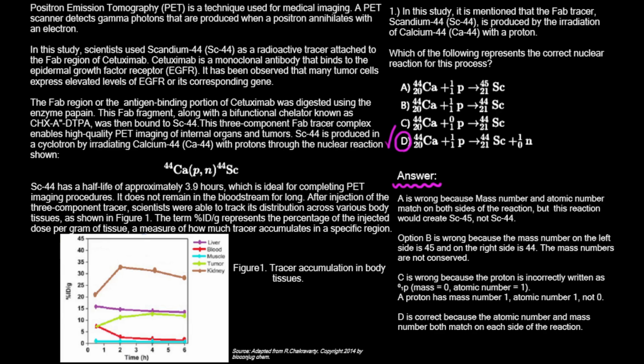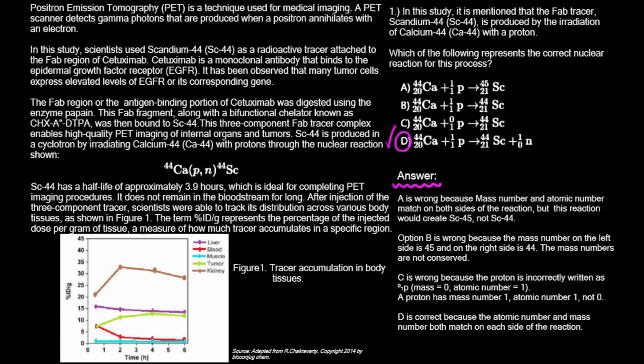In option B, the total mass number on the reactant side is 44 plus 1, which equals 45. But scandium 44 has a mass number of 44 on the product side. Because the mass numbers do not match, option B is wrong. Option C incorrectly represents a proton. A proton has a mass number of 1 and an atomic number of 1. But this option shows the wrong values, so option C is not right.